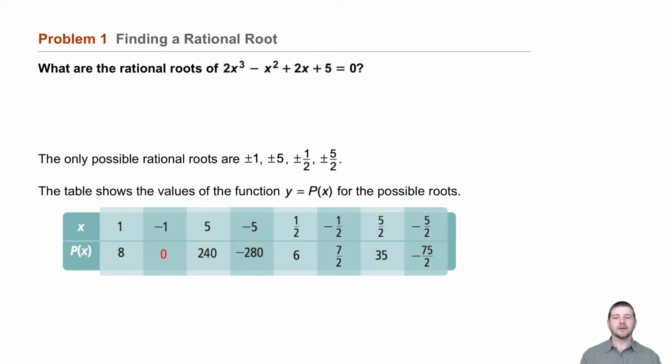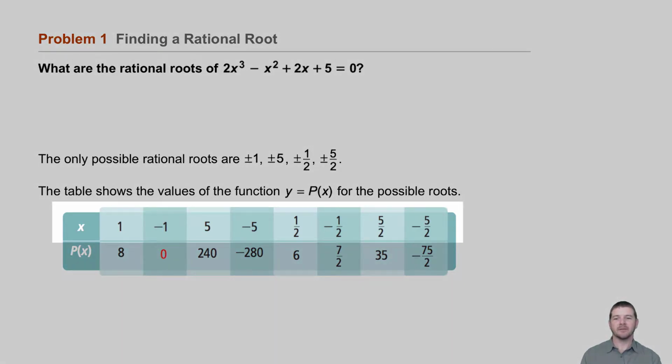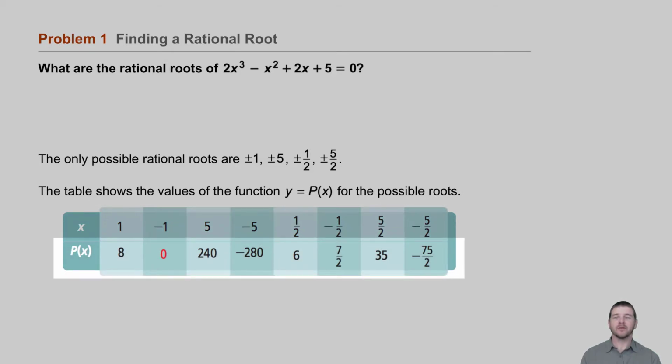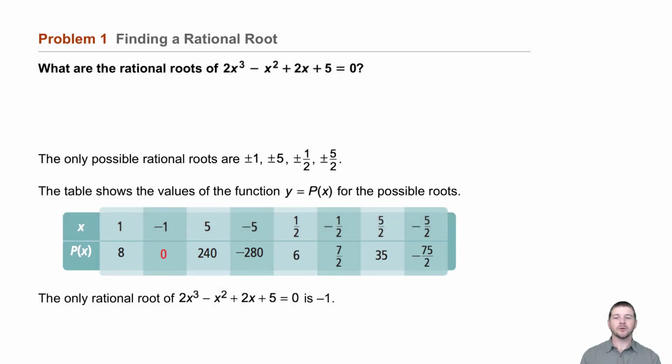The table shows the values of the function y equals p of x for the possible roots. Note our top row, x: 1, negative 1, 5, negative 5, 1/2, negative 1/2, 5/2, negative 5/2. And our second row, the outputs for the function p of x, evaluated for the inputs x above: 8, 0, 240, negative 280, 6, 7/2, 35, and negative 75 over 2. The only rational root of 2x cubed minus x squared plus 2x plus 5 equals 0 is negative 1.